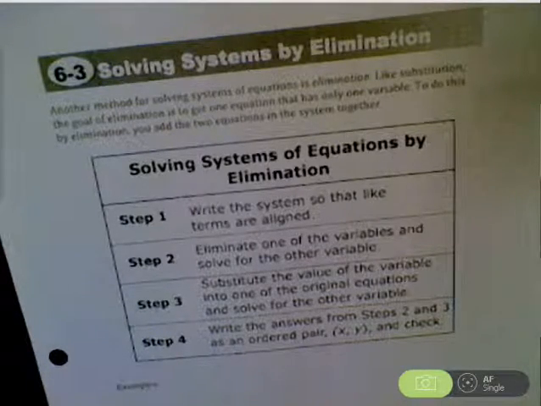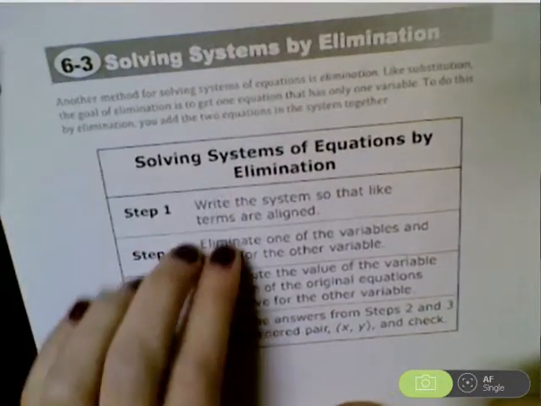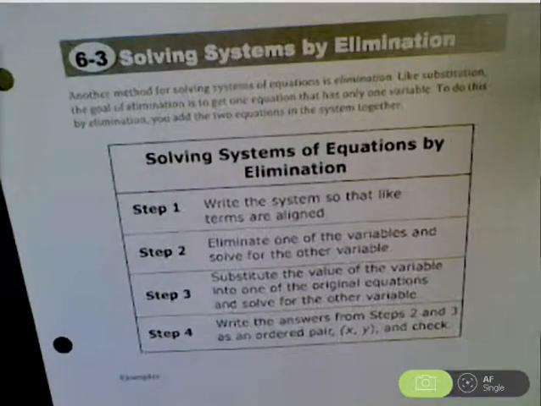It says another method for solving systems of equations is elimination. Like substitution, the goal of elimination is to get one equation that has only one variable. To do this by elimination, you add the two equations in the system together. So here are the 4 steps of elimination.